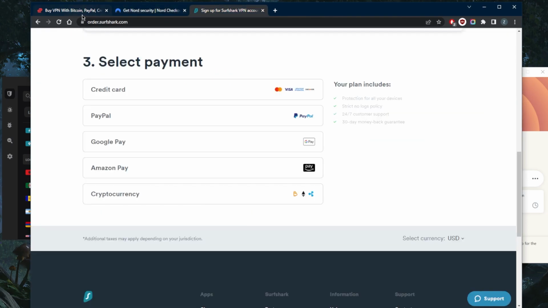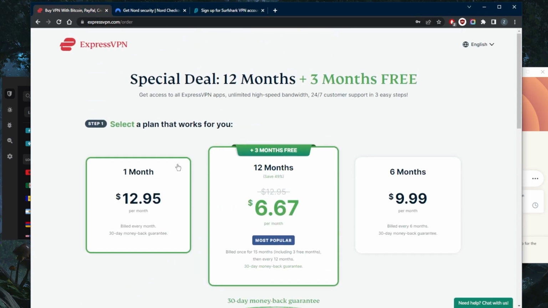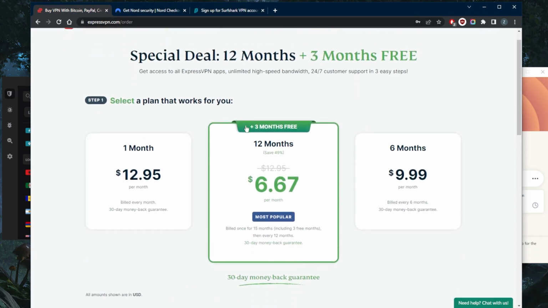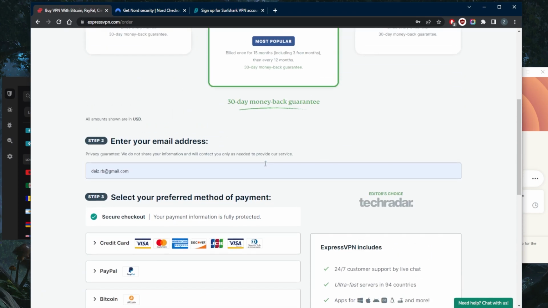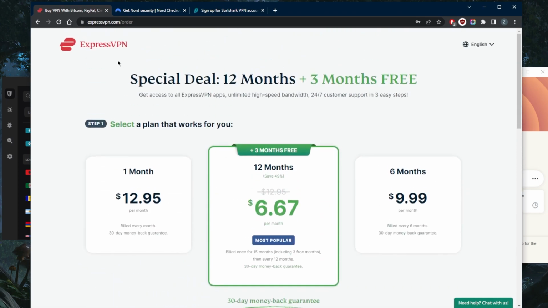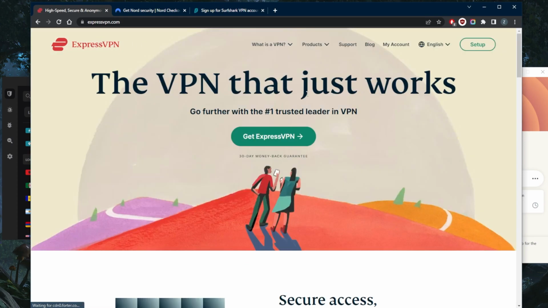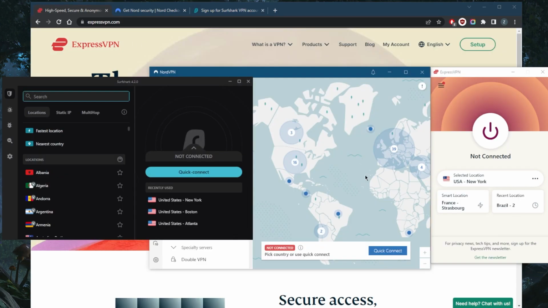But of course, the way to pay anonymously is via cryptocurrency. That is the most anonymous way of paying for your VPN. Of course, I've selected these VPNs because they allow you to pay with cryptocurrencies.